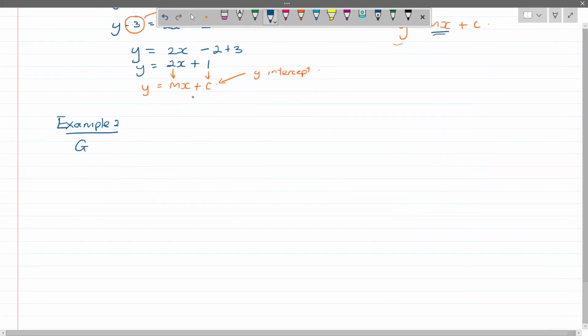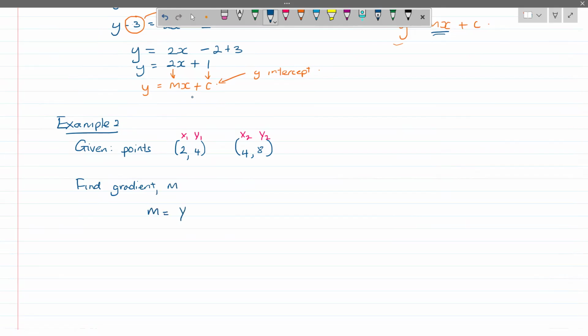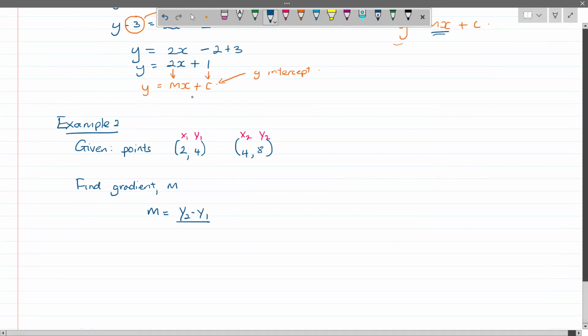So given points 2, 4 and 4, 8. So this is providing me with x1, y1 values, x2, y2 values. The first step is we need to find the gradient m. m, always go to the formula, is y2 minus y1 over x2 minus x1.